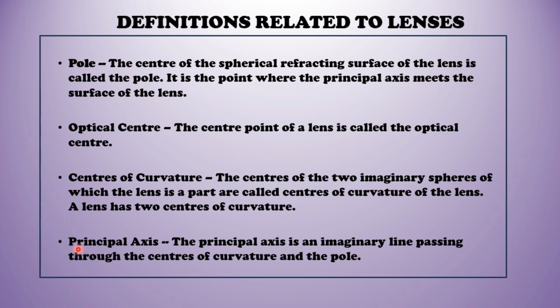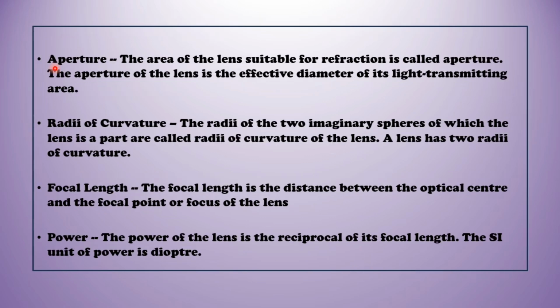Next is the principal axis. The principal axis is the imaginary line that is passing through the center of curvature and the pole. The next definition is the aperture. The area of the lens suitable for refraction is called the aperture. The aperture of a lens is the effective diameter of its light transmitting area.